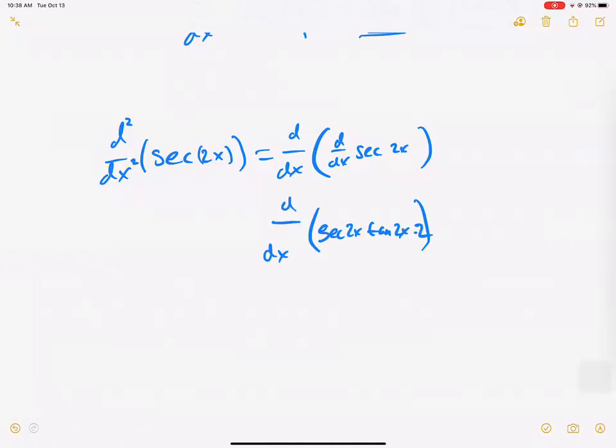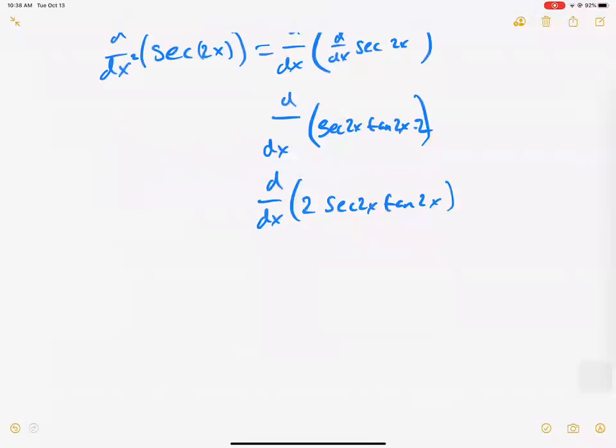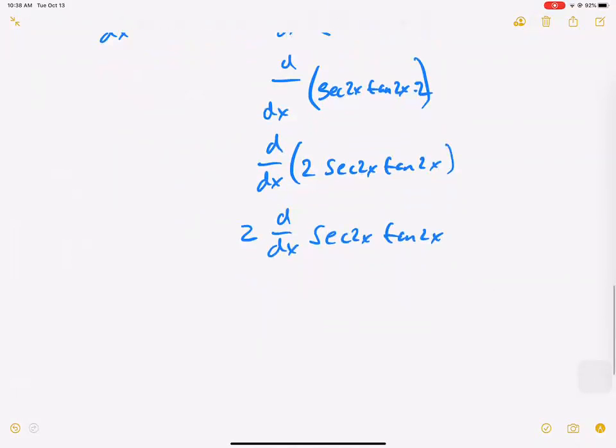To rewrite this a little bit easier for us, d over dx is constant 2 secant 2x tangent 2x. Now, to go through the methodology of this, since 2 is a constant, we can throw the 2 out. d over dx of secant 2x tangent 2x, just so it's a little clearer. Now the problem with this problem is that now we need product rule.